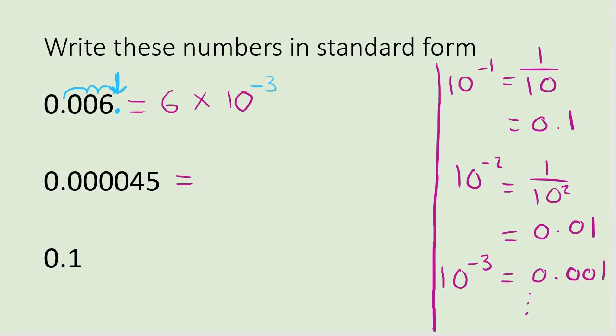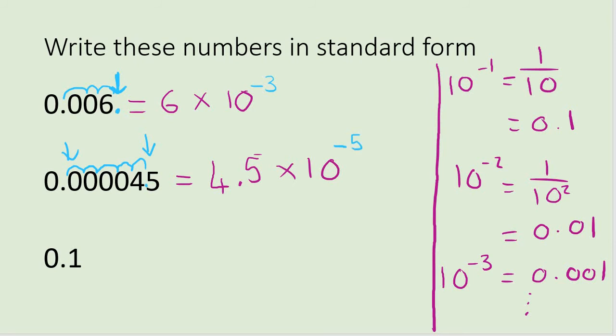We need to pick our number between 1 and 10 again. Now, it's not going to be 45 because that's bigger than 10. It's going to be 4.5. And then we're timesing it by 10 to the something. So let's put our decimal place in here, 4.5. And we're going to see how much it has moved. So we're going to go 1, 2, 3, 4, 5. So it must be times 10 to the minus 5.